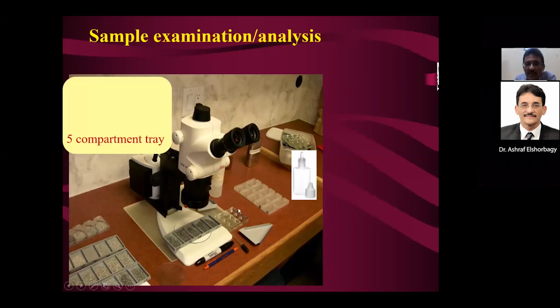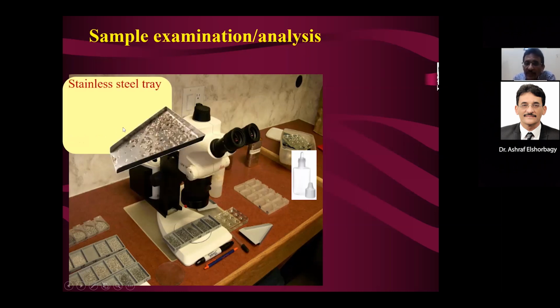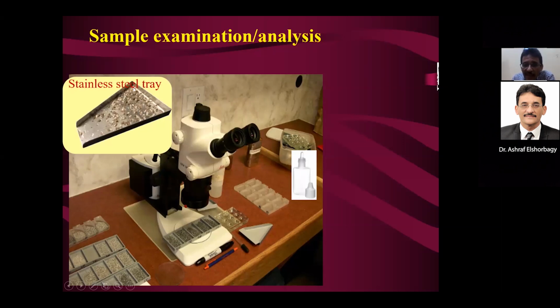Second, we're using what is called a stainless steel tray. We wash the sample and put only one layer of the cuttings, which come from the bed and from the shale shaker, and put this tray below the microscope, and by light start to describe the sample. It's called a stainless steel tray.